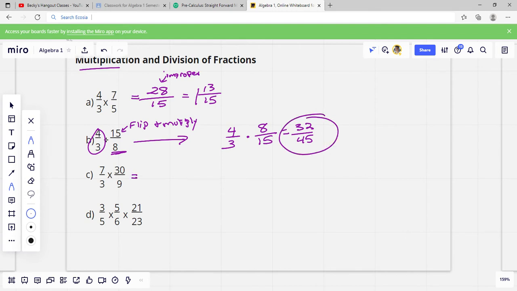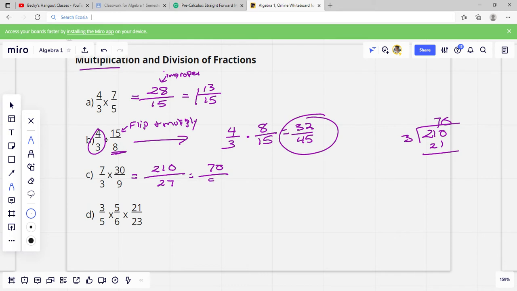All right, sometimes we can reduce our fraction before we multiply. So I'll do it the normal way first. So 7 times 30 would be 3 times 7, 210. And then 9 times 3 is 27. And these are both divisible by 3. So if I said 210 divided by 3, 3 times 7 is 21. It would be 70.